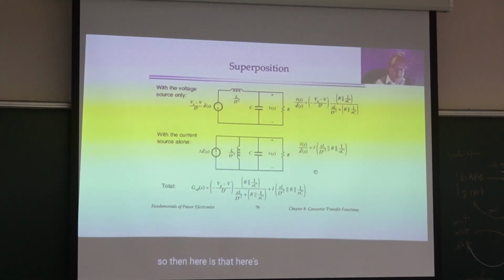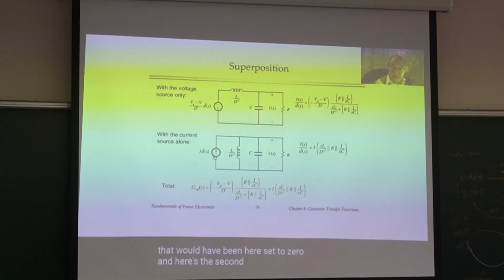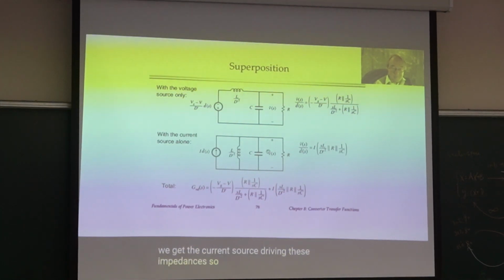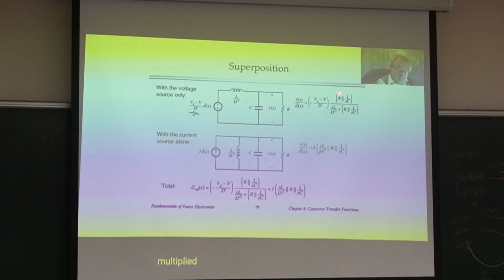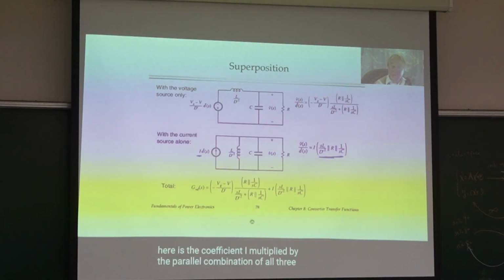So then here is that. Here's the superposition. We can use the first transfer function to combine the two voltage source items with the current source that would have been here set to 0. And here's the second case, where we set the voltage source to 0, and then we get the current source driving these impedances. So for the first case, we can again use the voltage divider formula. The output voltage is this coefficient, the capacitor in parallel with R, multiplied by the divider ratio, and then the divider ratio is in series with the inductance. In the second case, we have the current source driving a parallel combination of impedances. So we can write that the transfer function here is the coefficient I multiplied by the parallel combination of all three elements.